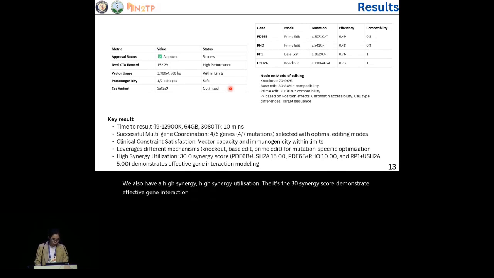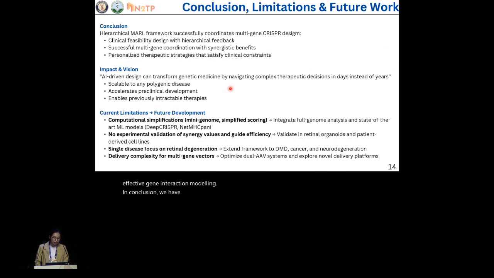In conclusion, we have successfully developed a hierarchical multi-agent reinforcement learning framework that balances editing efficacy, immunogenicity, and capacity. This framework can be applied to any type of polygenic disease and will reduce the time from years to days.